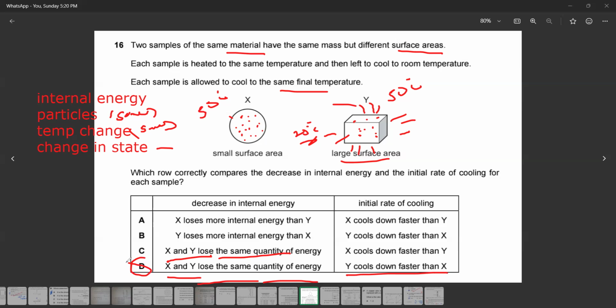But the internal energy depends on the number of particles, the temperature change, and the change in state. They have the same particles because they have the same mass and the material is also the same. That's why we conclude they have the same mass. And the temperature change is also the same. They reach the same room temperature from the same initial temperature, and there's no change in state. That's why they have the same decrease in internal energy. Is it clear?